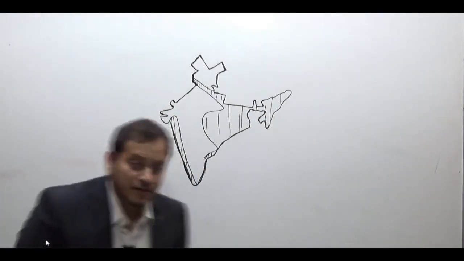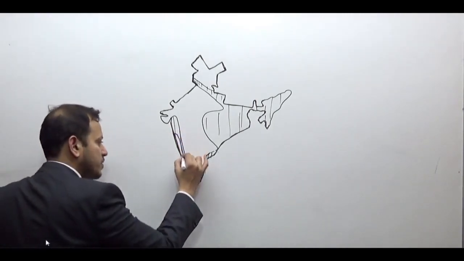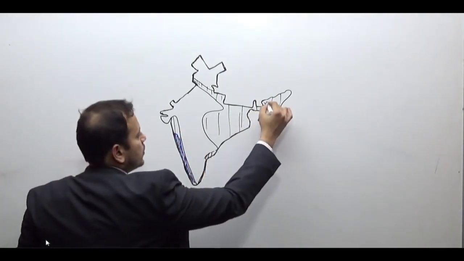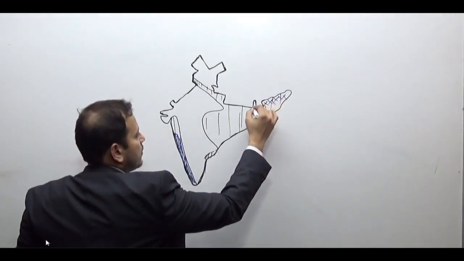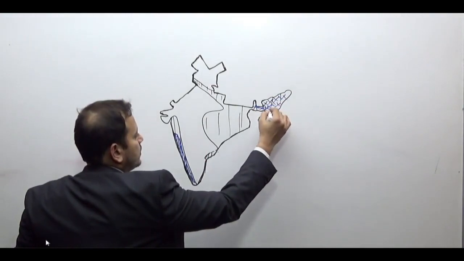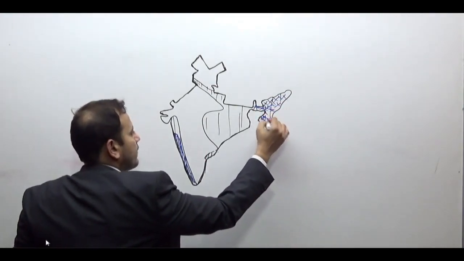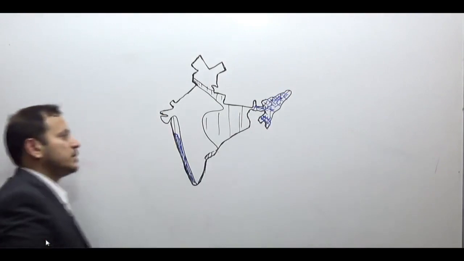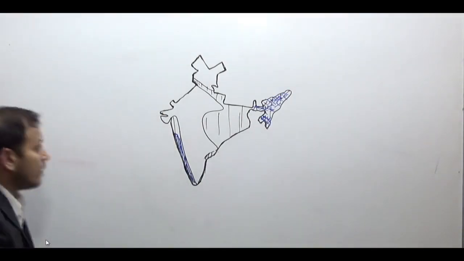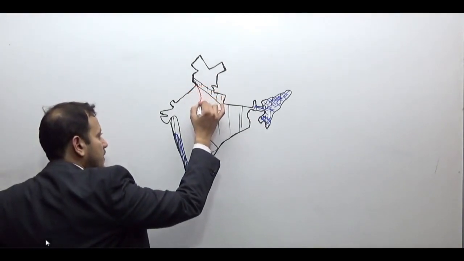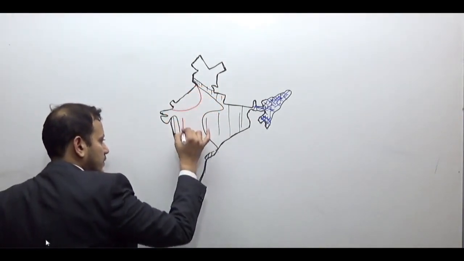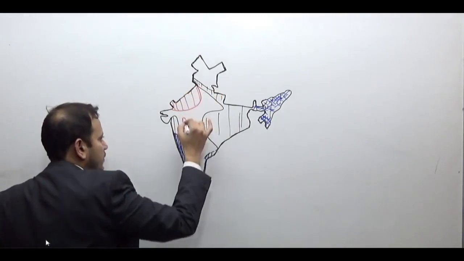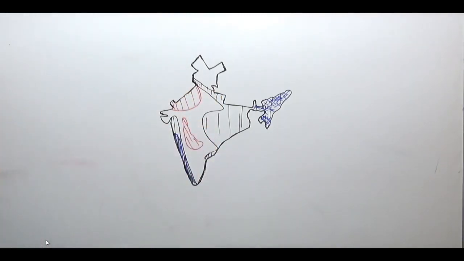In this itself, we had drawn one smaller line, the region which receives more than 200 centimeters of average annual rainfall. After that, we had the other line, the region which receives less than 50 centimeters of rainfall.